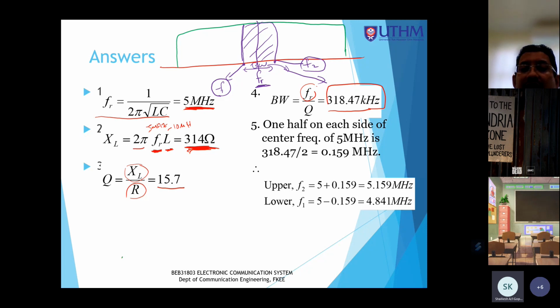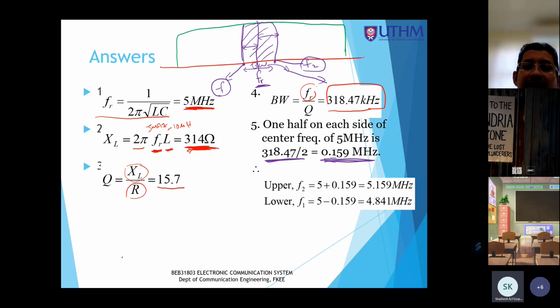Kaedah pengiraan yang dibuat di sini adalah mula-mula dia bahagikan bandwidth tu kepada dua bahagian, kerana dia nak tahu berapa jarak ni, how much is the distance from the center? Jarak daripada center kepada maksimum ataupun jarak daripada center kepada minimum adalah 0.159 MHz. Ini boleh cuba guna kalkulator. So from here kita dah tahu jarak separuh.